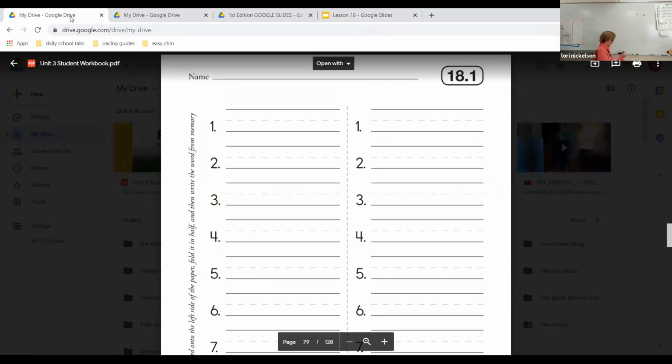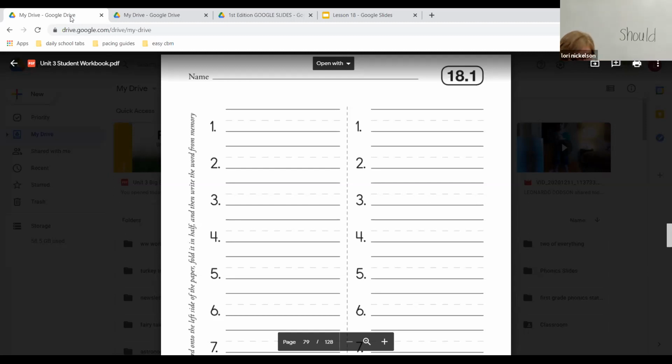I am going to write this word on the board. I wrote the word should on the board. Let me make it bigger so you can see. All right. I wrote the word should on the board. Now, I want you to say that word. Okay. Copy that on the left side of your paper next to number 1. Okay. If you've done that, I want you to unfold your paper and write it on the other side of your paper.